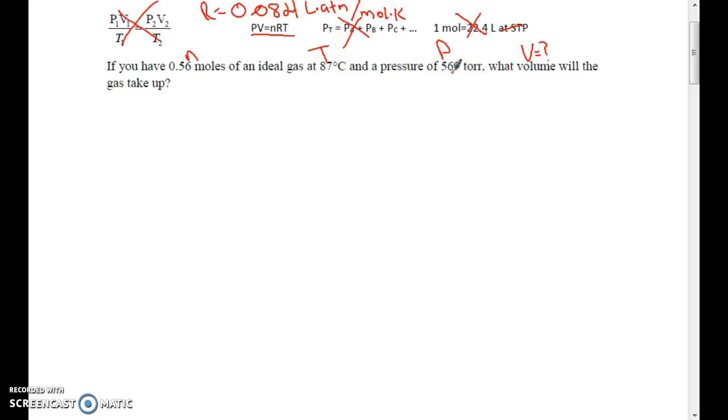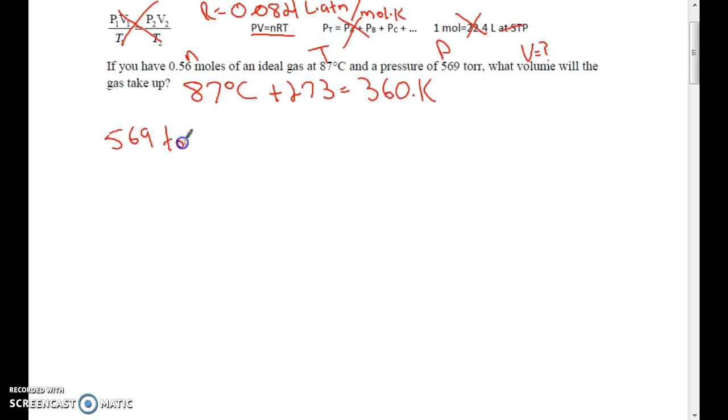All right, so first thing we want to do is some conversions. The temperature is easy, 87 degrees Celsius. You want to convert that to Kelvin, so you add 273. Since 87 is a whole number, we round our answer off to a whole number. You get 360 Kelvin.